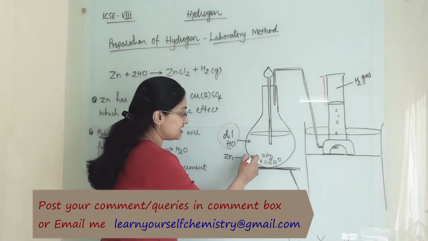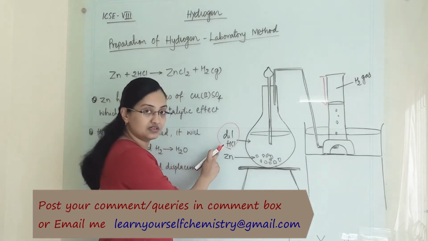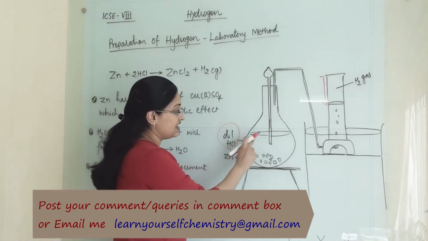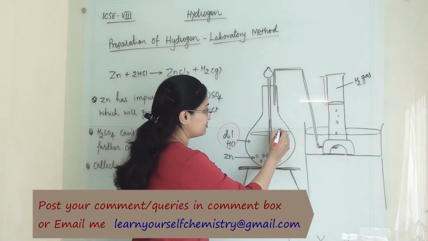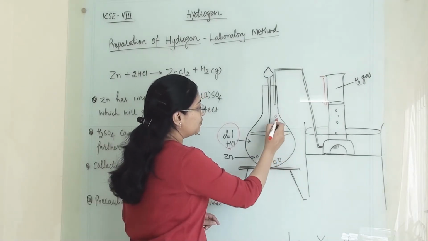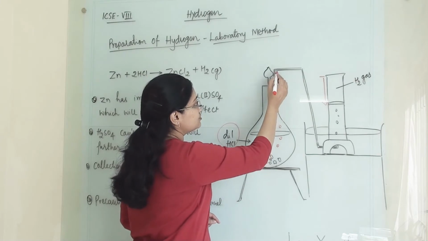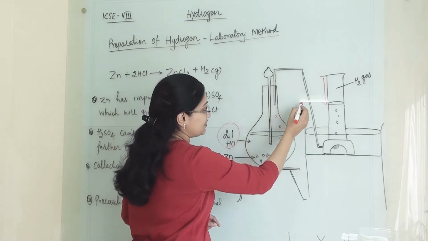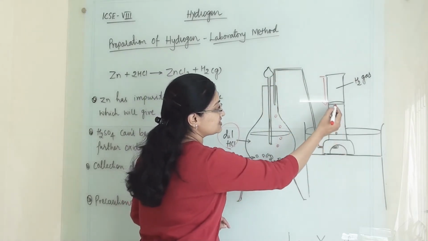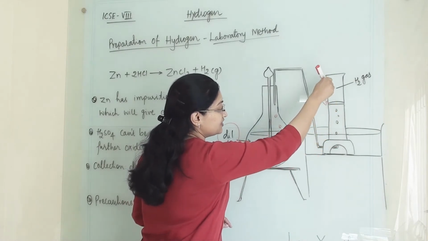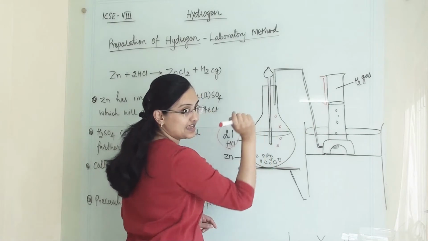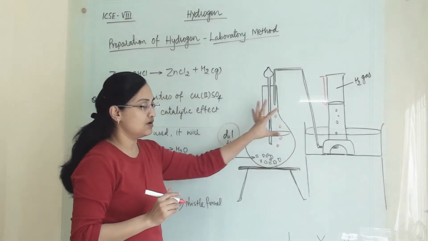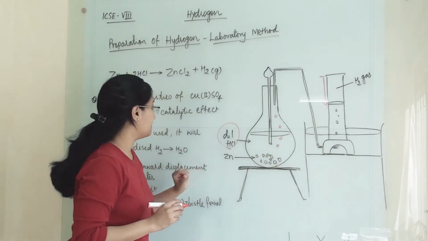So this zinc granules will react with dilute hydrochloric acid, and in turn our product will form, that is hydrogen gas. That hydrogen gas will travel through this gas pipe and go to this gas jar, and with downward displacement of water we are collecting hydrogen gas over here. So that is how we have arranged our assembly.